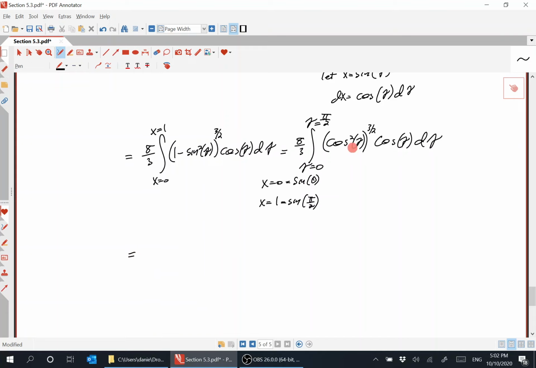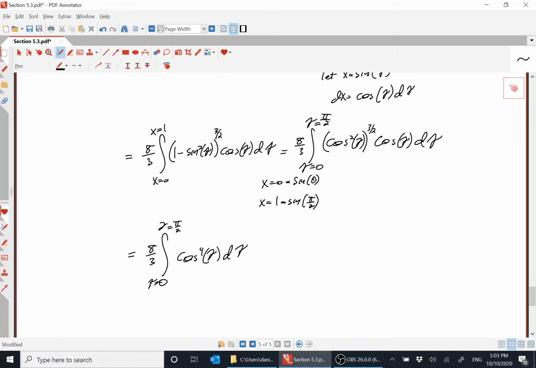So this is cosine to the third. So we got 8/3 from gamma equals 0 to gamma equals pi over 2, cosine to the fourth, gamma d gamma. Crazy. Cosine to the fourth. So let's find the antiderivative. If you remember how that goes, you need to use the double angle formula twice.